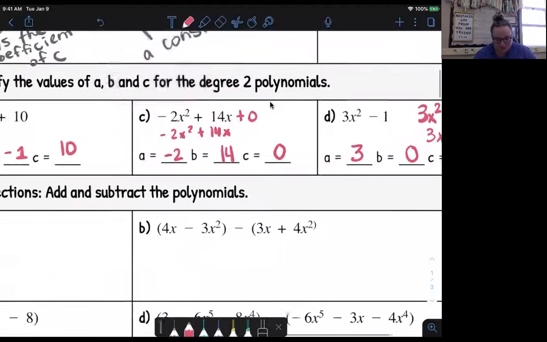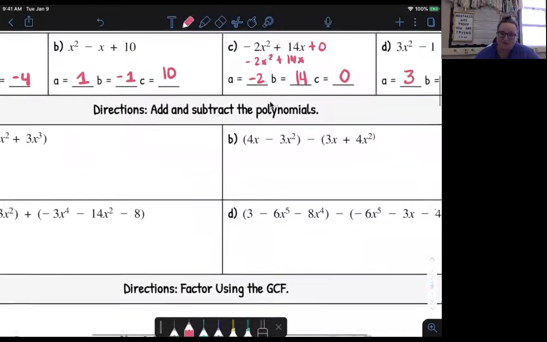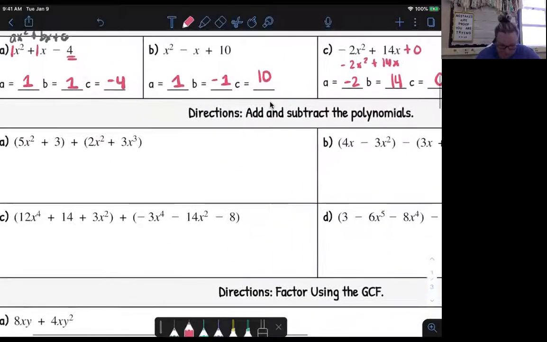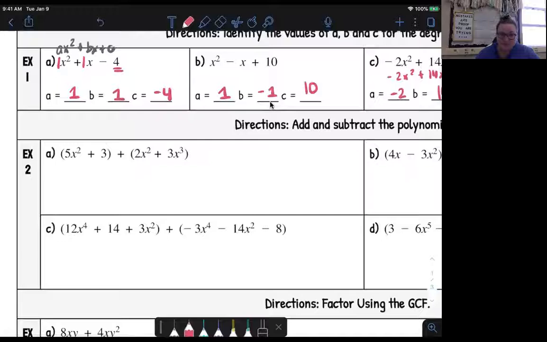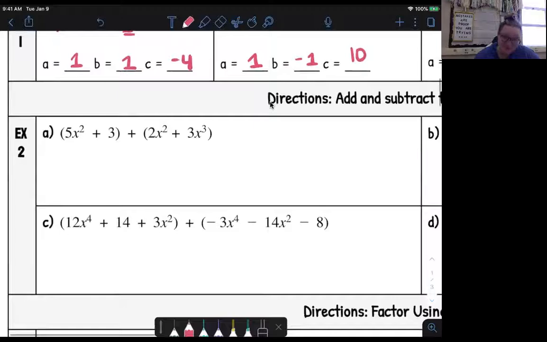All right, so now let's talk about adding and subtracting polynomials. This is really just supposed to be a little review. I just added it into this lesson so we can review how to do this. And then I threw a few problems in for your homework as well.